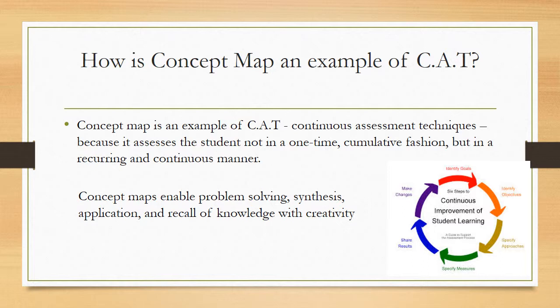Concept map is an example of CAT, continuous assessment technique, because it assesses the student not in a one-time cumulative fashion but in a recurring and continuous manner. Plus, concept map enables problem solving, synthesis, application, and recall of knowledge with creativity.